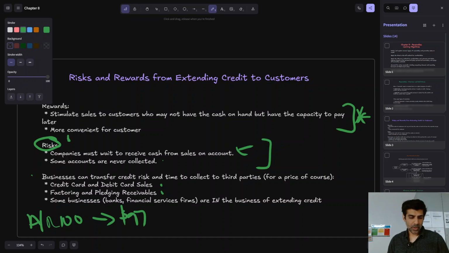Obviously these businesses, banks, financial services companies, that's their whole business. Their whole business model is extending credit. Okay, so for some businesses it's kind of like a side hustle, right? Or maybe it's just a way for them to generate sales. But for some businesses, it is their main business to give loans, right? So they're going to obviously make that a big part of what they do, and managing the risk and all that is the main operational activity for the business.